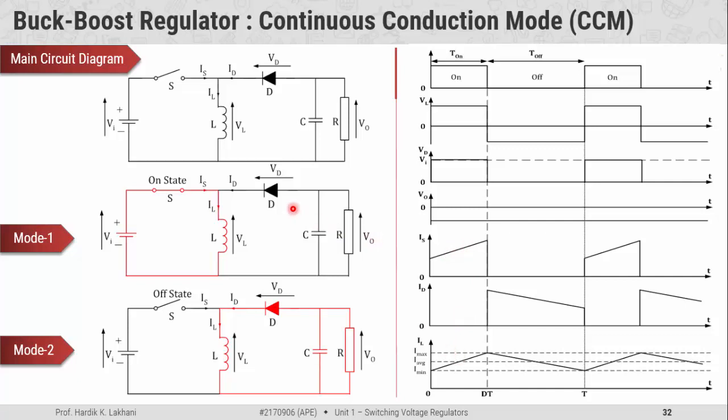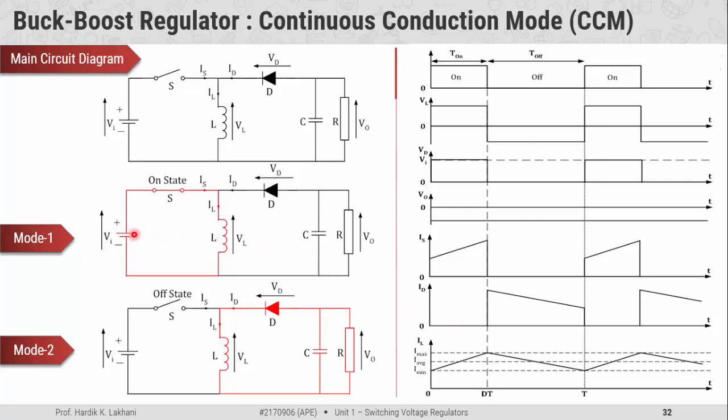In the first interval, the diode is in the off state condition, it is in the reverse bias condition. Because the diode is in the off state condition, there is no current flow through the diode during the mode 1 operation. So here you can see ID is equal to 0.